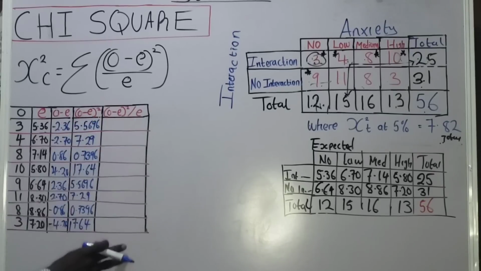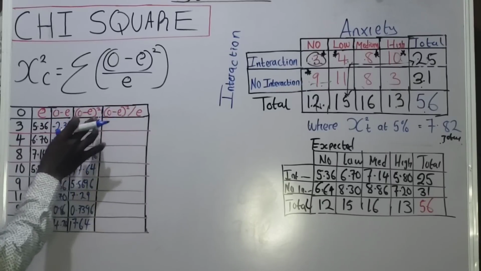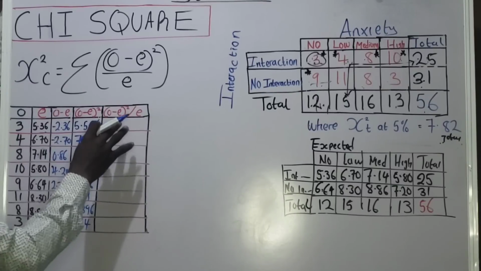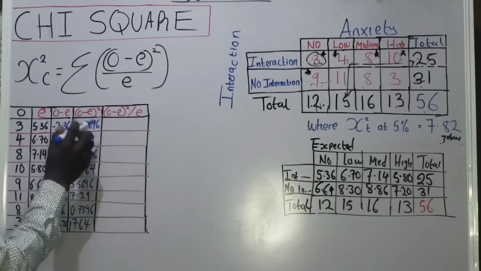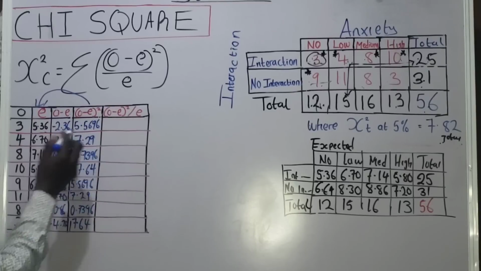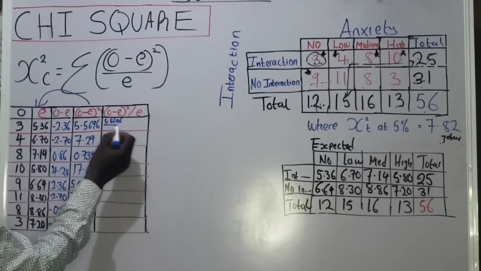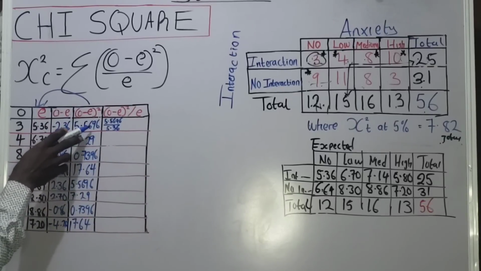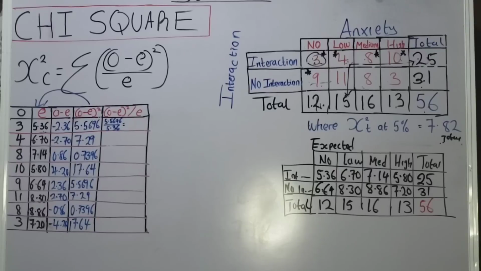Having squared the differences, after squaring I'm going to divide the answers by the expected value. Please just pay attention. For these cells, I'm going to have all these values divided by the expected. For the first cell, I'm going to have 5.5696 divided by 5.36, because the expected that corresponds to 5.5696 is 5.36. So the answer is 1.0391.